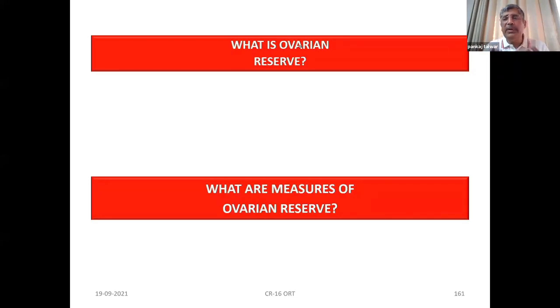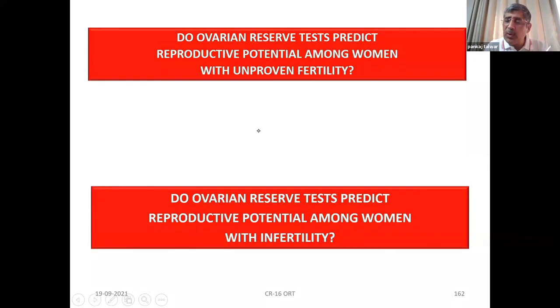How do we measure ovarian reserve? How do we know how much reserve we have? This is a very important topic for all of us to know: how do we measure it? We have it, but how do we measure it?